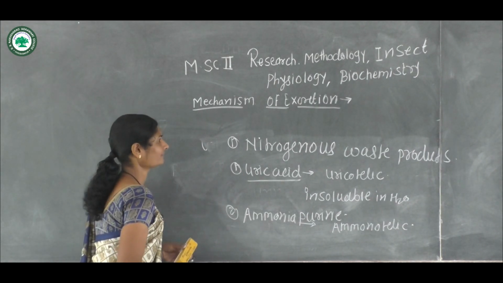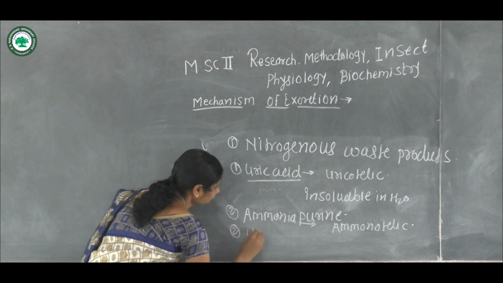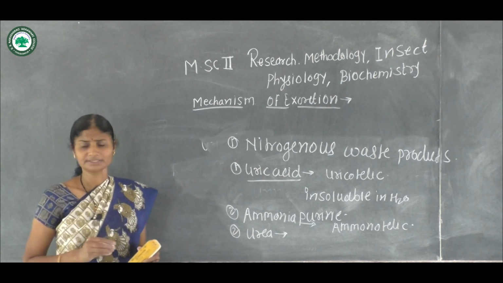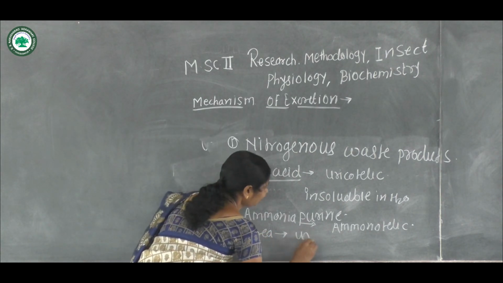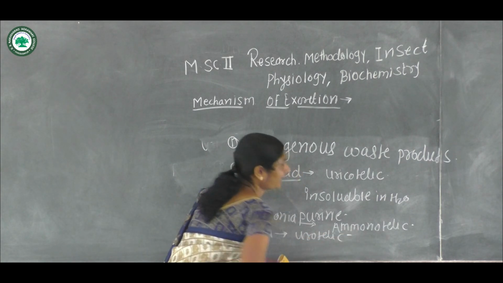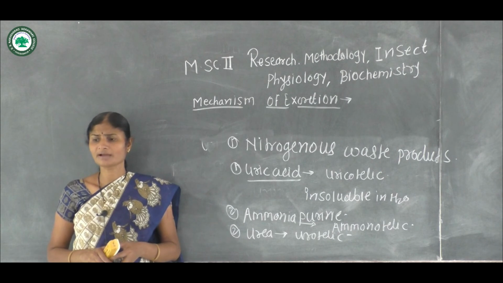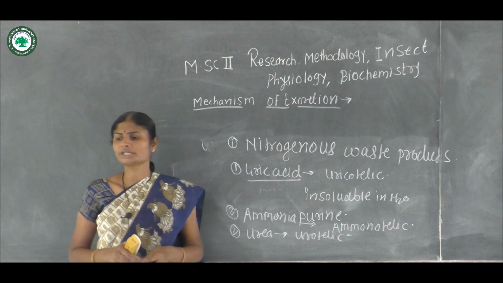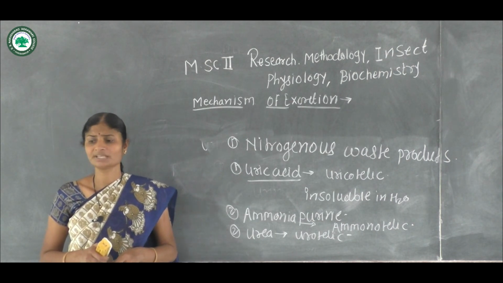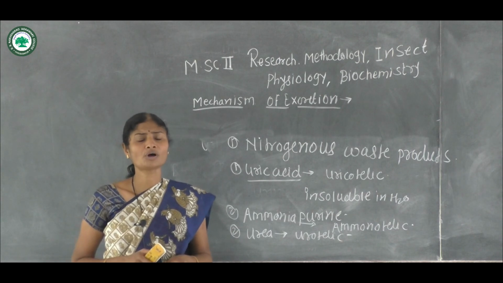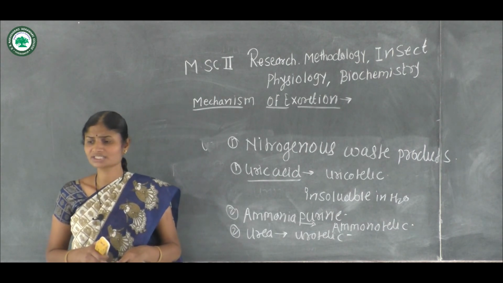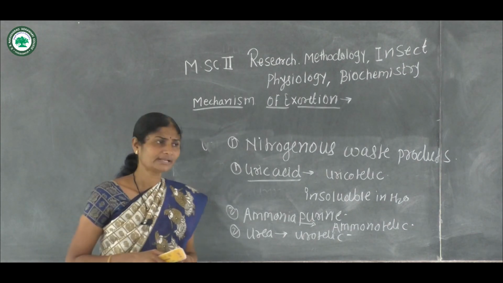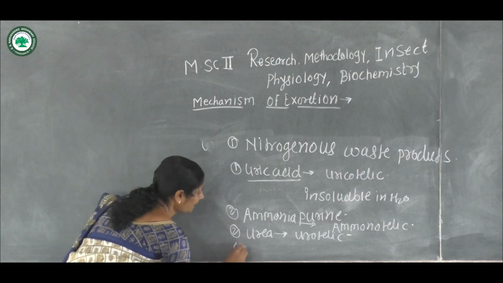Next nitrogenous waste product is urea. Animals that excrete urea are called ureotelic animals, and in insects urea is present in very small amount. The origin of excretory urea in insects appears to be from dietary arginine. Example, carpet beetles.